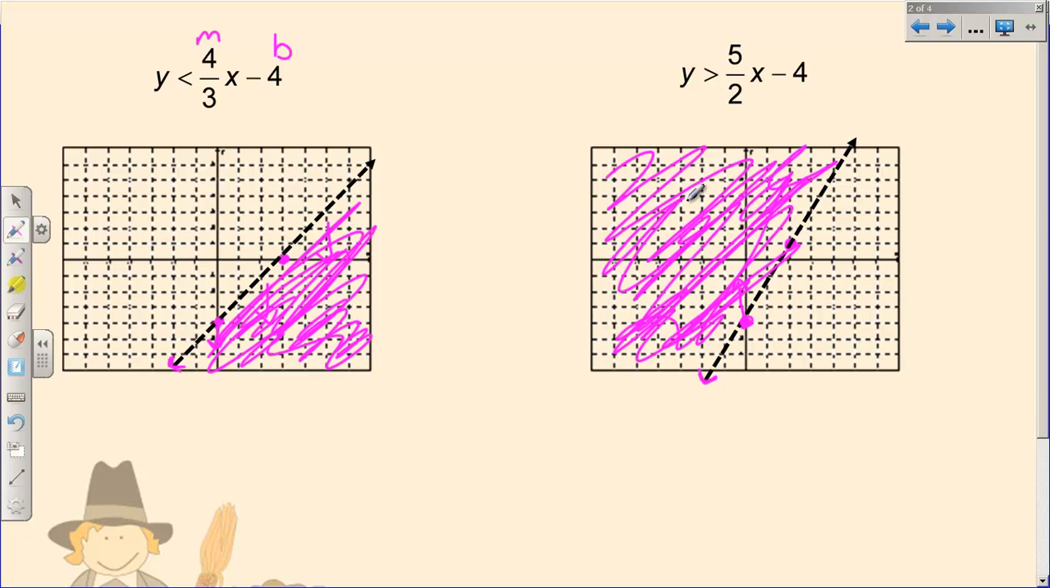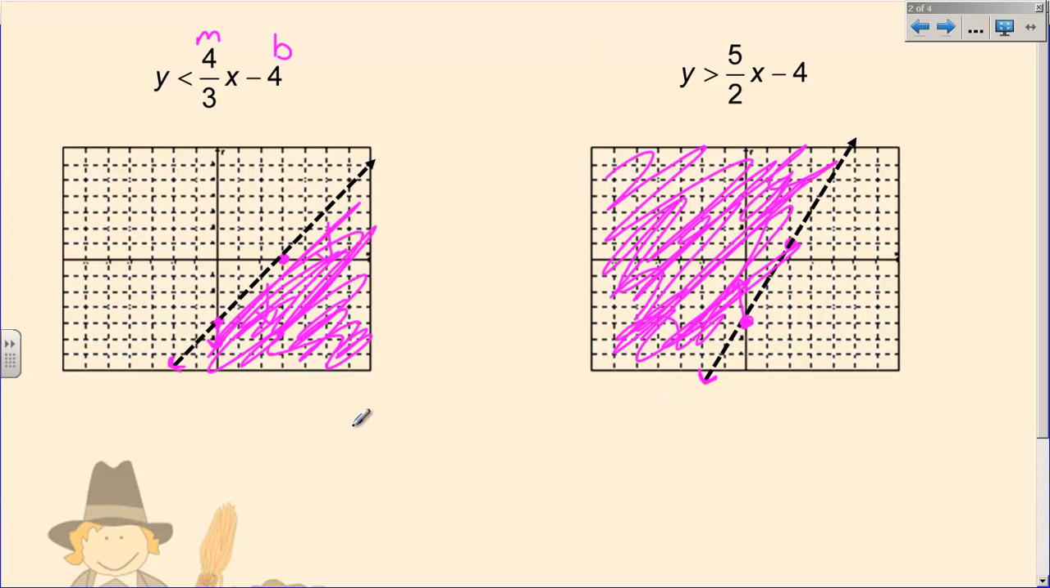That tells me that I have to shade everything on this side of the line to show my solution. Any point inside this shaded area is a solution to this inequality, and there are a whole bunch of them. But points inside the shaded area count, points outside the shaded area don't. Since it is a dashed line, points on the line also do not count.